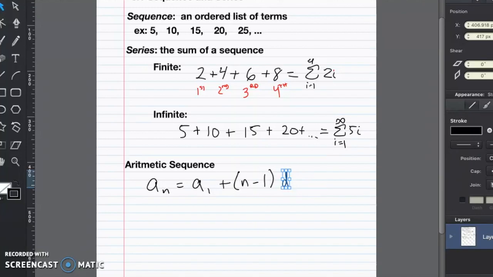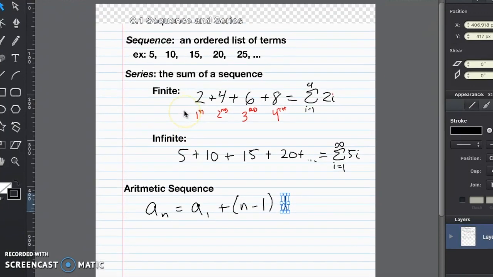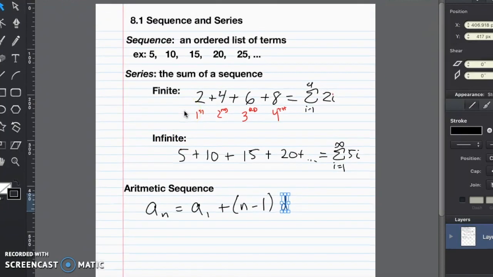Welcome back, mathematicians. What we're going to do is start with a new section. It's going to be sequence and series. So, of course, we'll start with sequence, right?